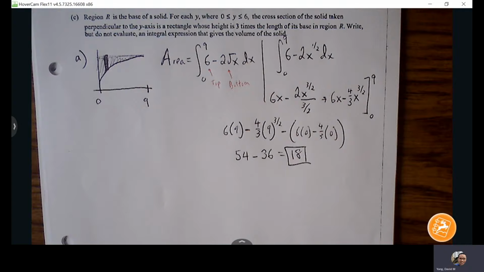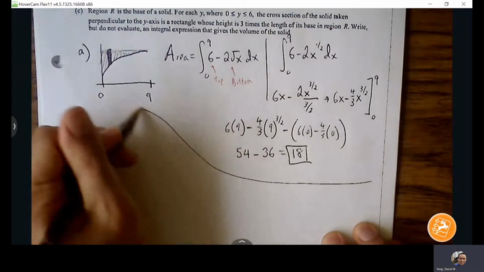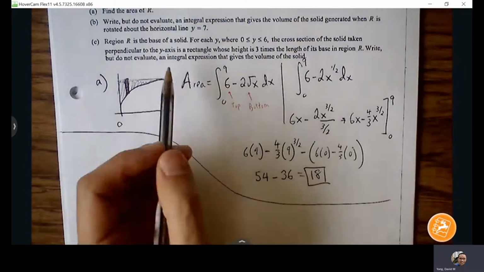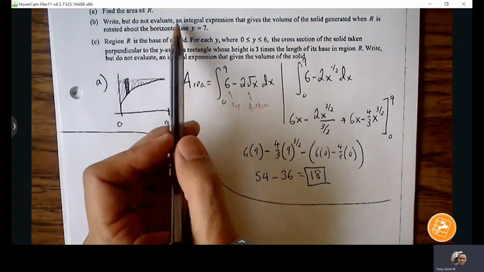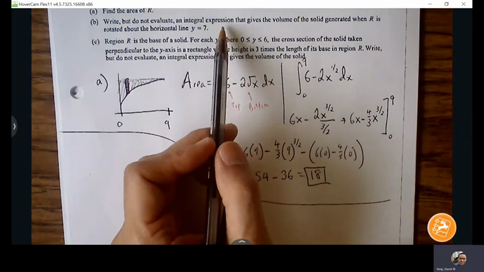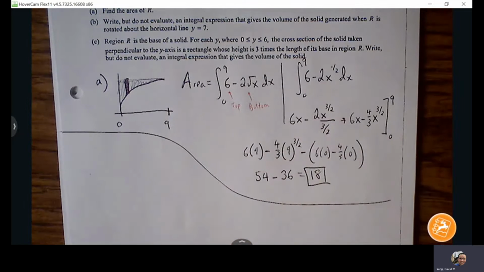Okay, any questions with A? Okay, try part B. Here, you're just writing the integral expression. We're not going to do the calculus, just the setup for the volume, and that's good enough for part B.